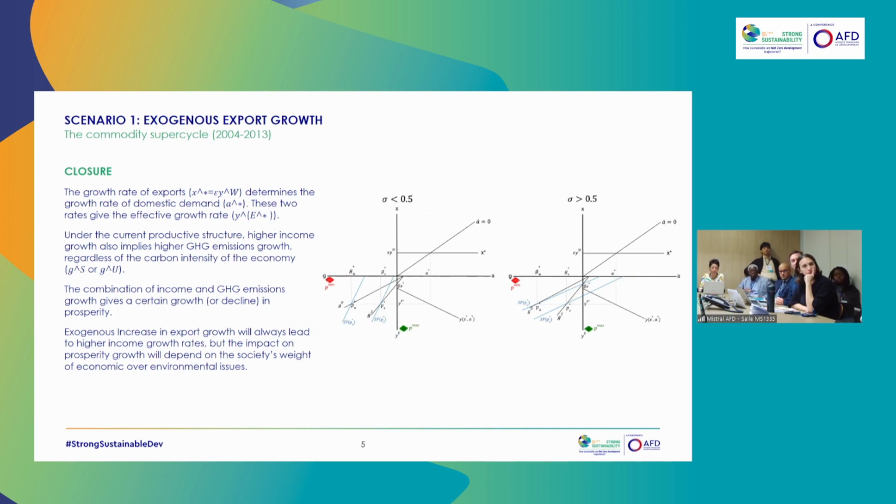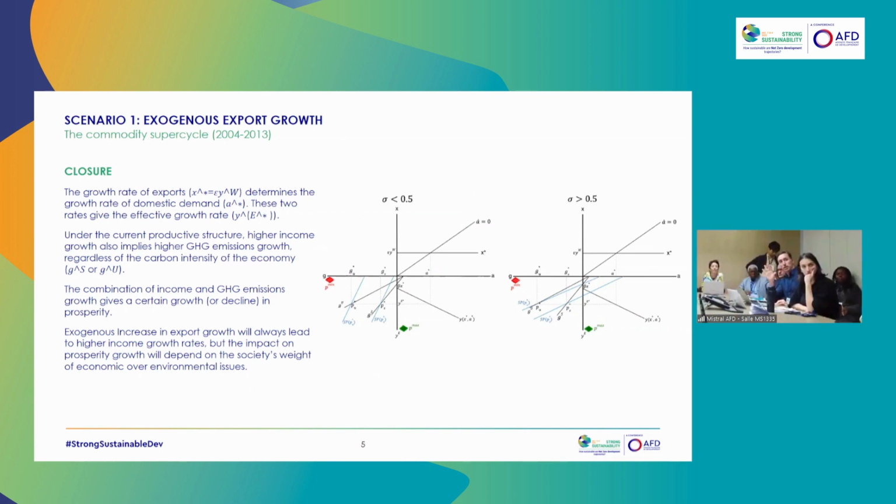So let's see what we have in the diagrams. First of all, we have two diagrams, one for sigma lower than 0.5, that is the preference of society regarding the prosperity index. So remember, if sigma is lower than 0.5, that means that society weighs more on the environmental dimension than on the material or economic dimension when computing prosperity. And the opposite case is in the case that you can see to the right, where sigma is larger than 0.5. Let's stick to the left diagram, where sigma is lower than 0.5, that is, society is weighing more on the environmental dimension of prosperity.